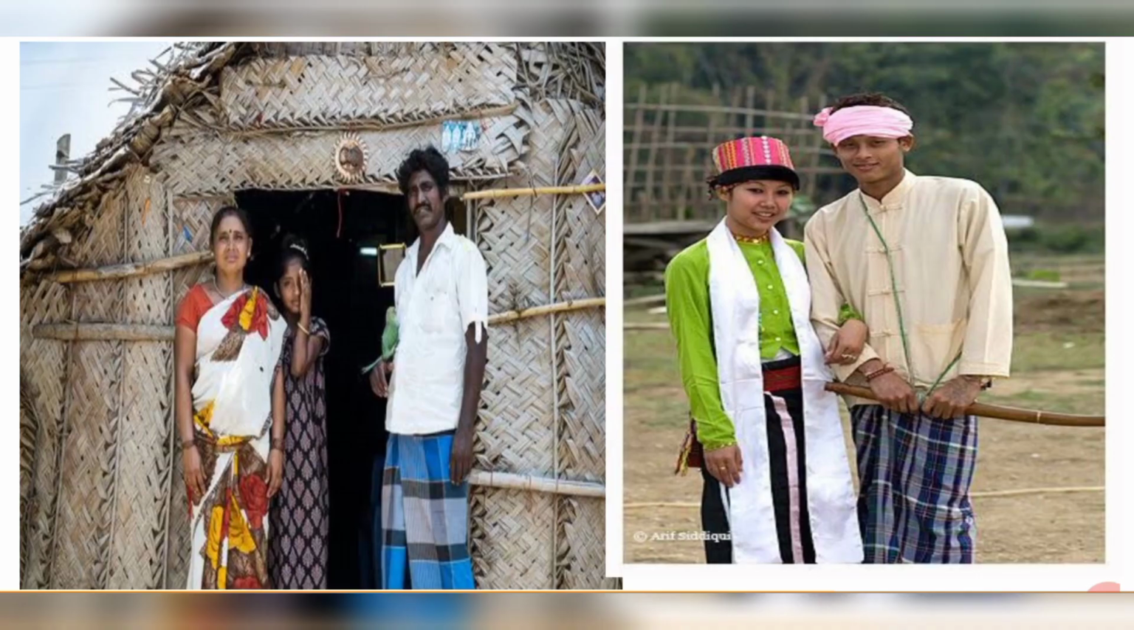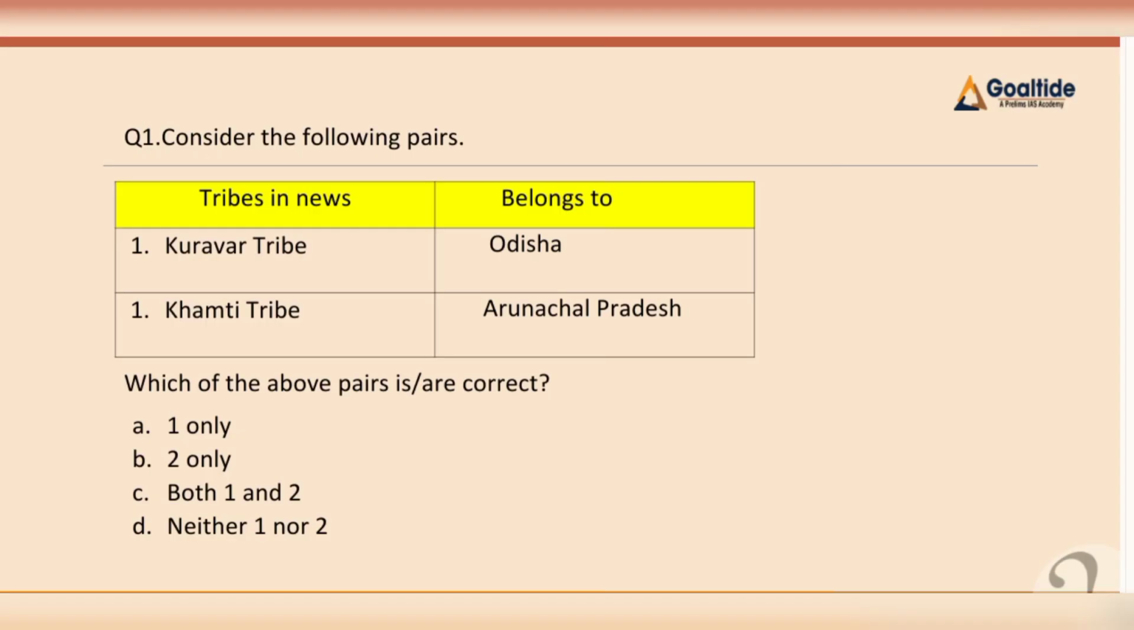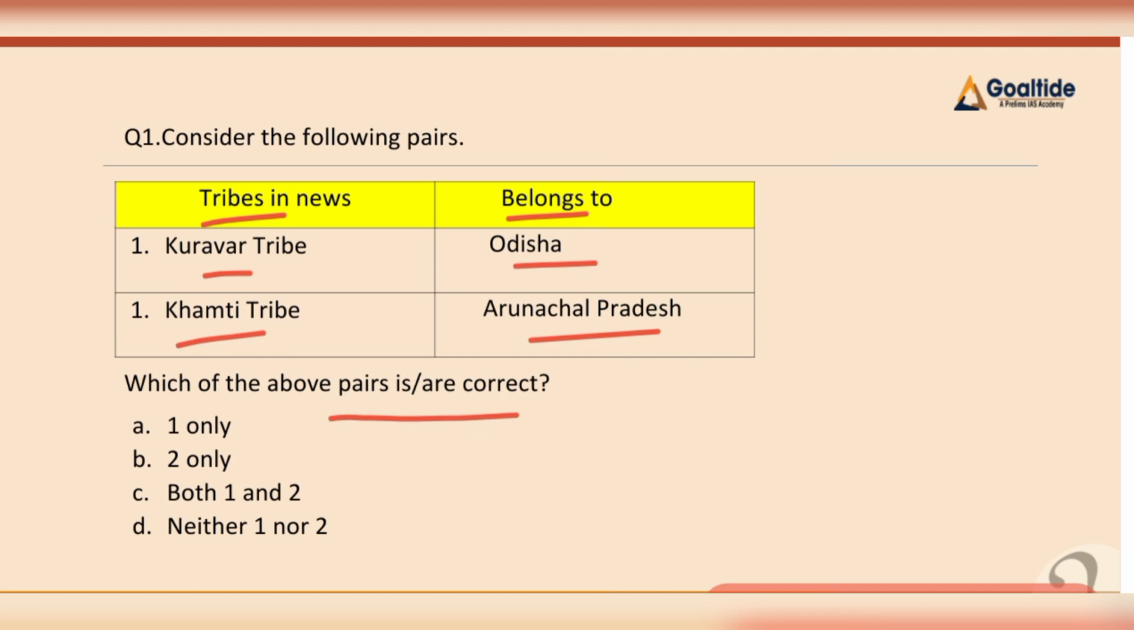Our question number 1, consider the following pair. On one side we have tribe and on the other side we have respective state where they belong to. First pair, that is Kuravar tribe, belong to Odisha. Second, Khamit tribe belong to Arunachal Pradesh. So here we will have to find out which of the above pair is our correct one.